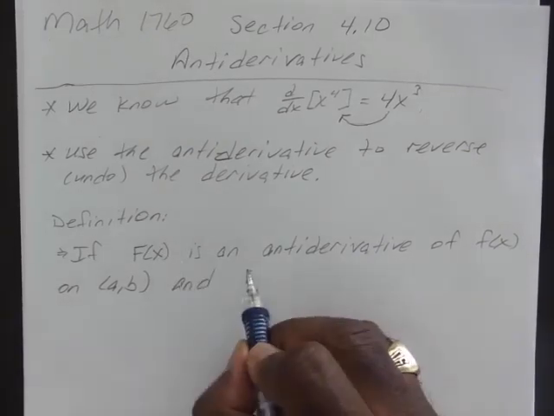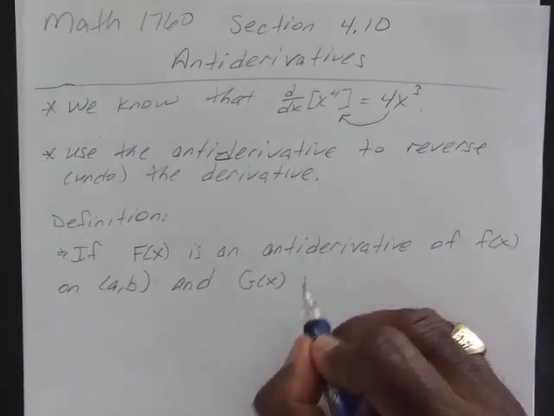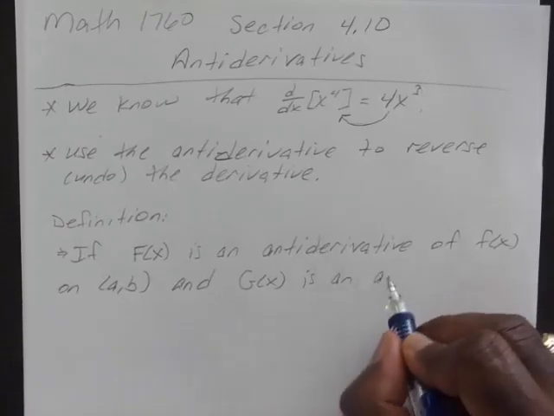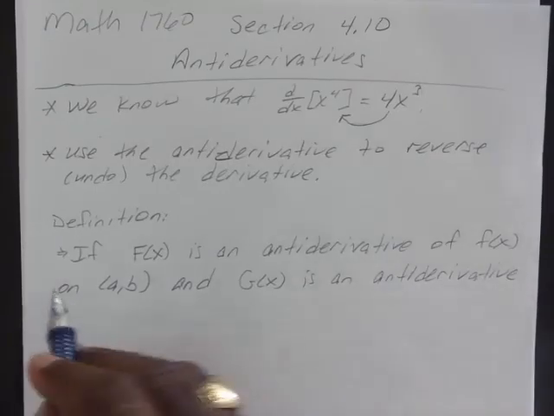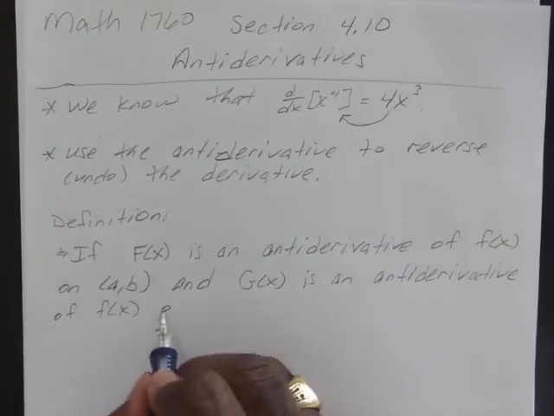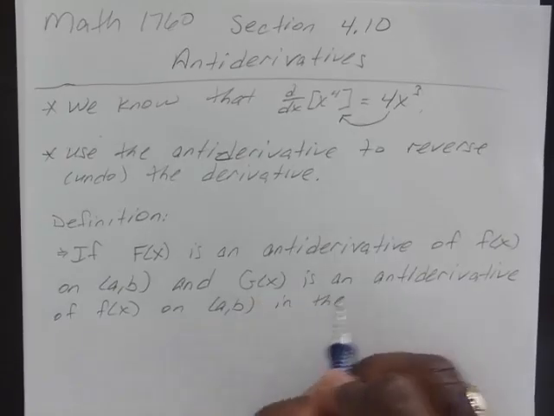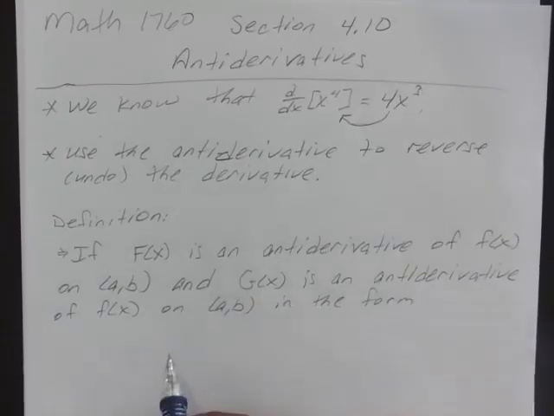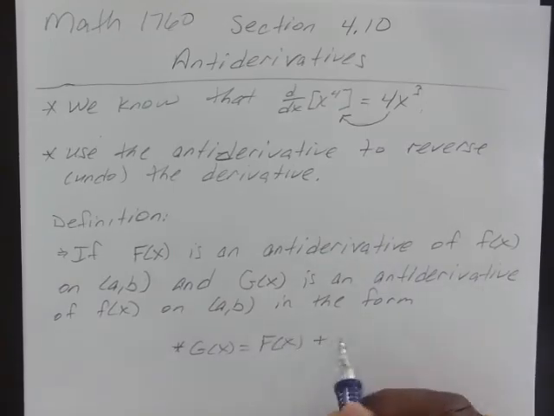And we know that some function we'll call uppercase G of x is an antiderivative of f of x on the interval from a to b in the form where G of x is equal to the antiderivative of our function f of x plus c.